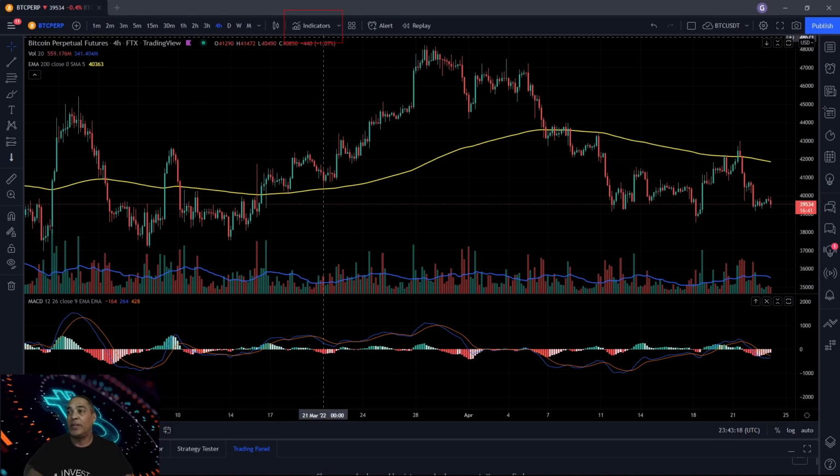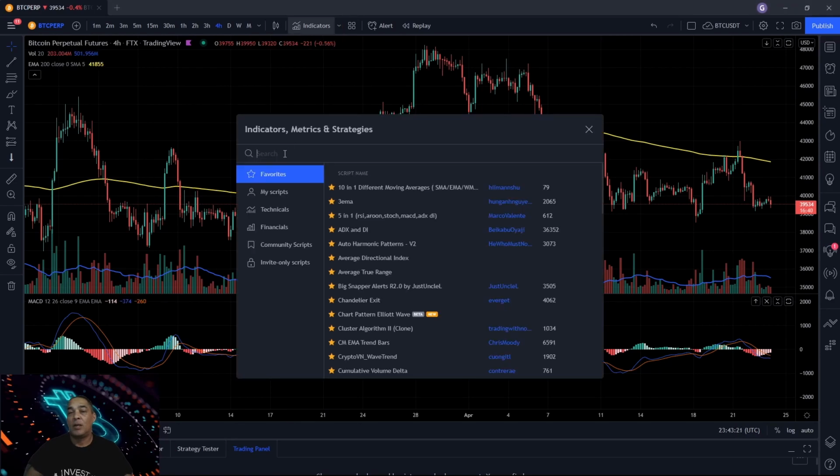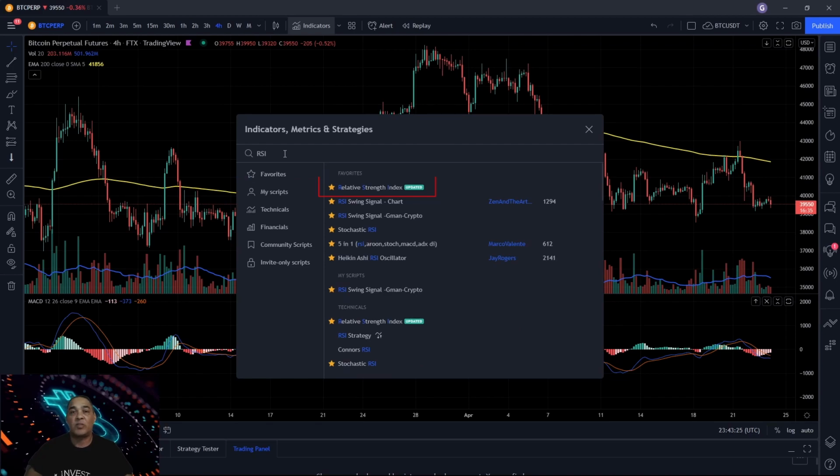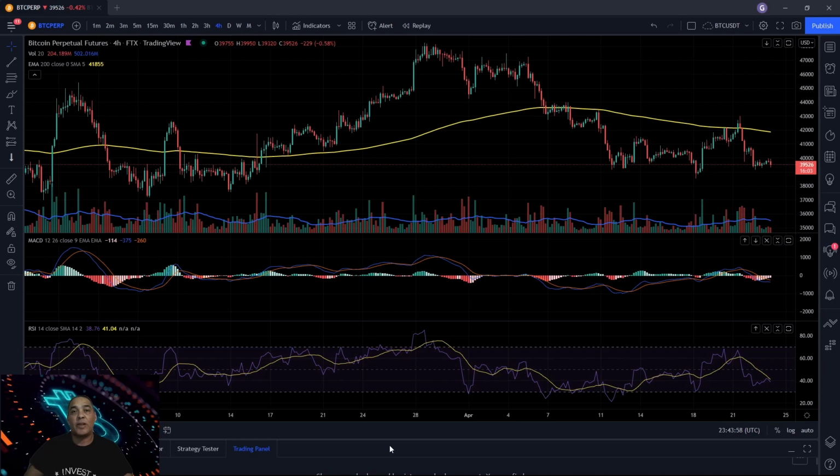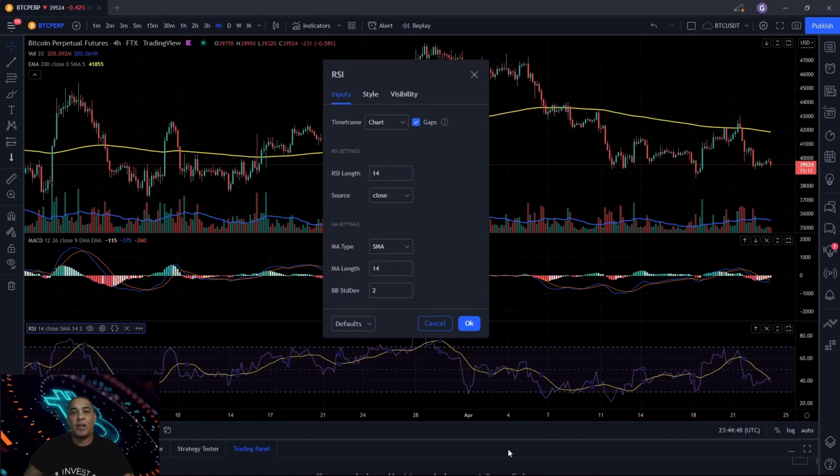Again, go into indicators and search for RSI, relative strength index. So in the RSI, we'll change some settings. The RSI inputs we will leave on default settings.